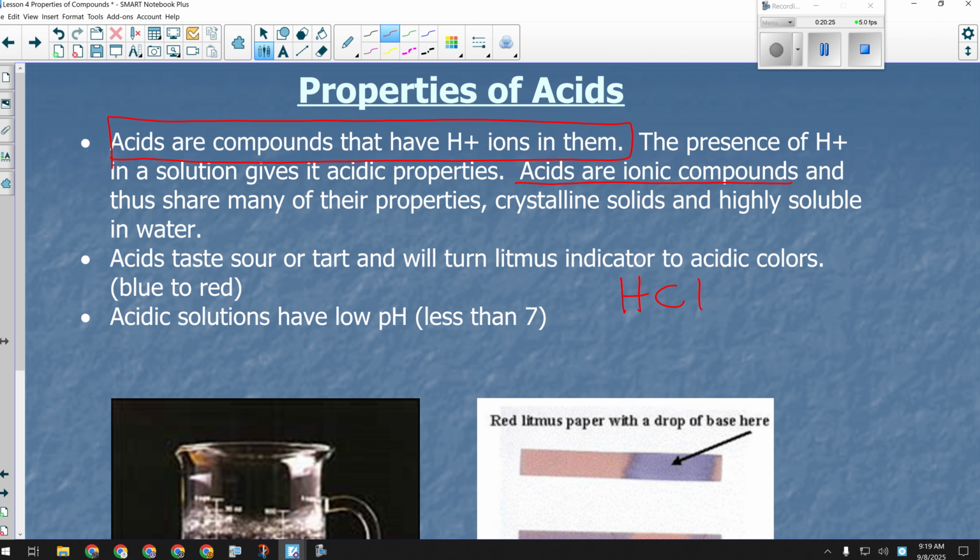Your body actually naturally produces it. It's what's in your stomach. It helps you to digest food. It can also cause ulcers. It can cause a chemical burn on the inside of your stomach.